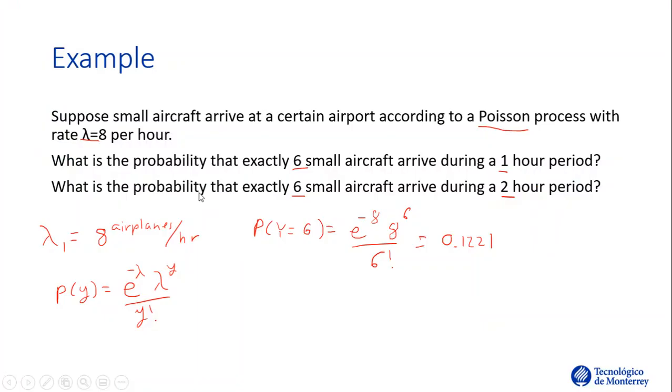For the second part of the exercise, the only thing I need to do is to update my lambda. If I want to analyze what is happening with the lambda of 2 hours, I need to observe that from 1 hour to 2, the scale factor is 2. So I know that lambda for 2 hours is given by 8 times 2, that is 16 airplanes for a period of 2 hours of observation. The exercise can be solved exactly the same. But now, instead of using a lambda of 8, we will use a lambda of 16.